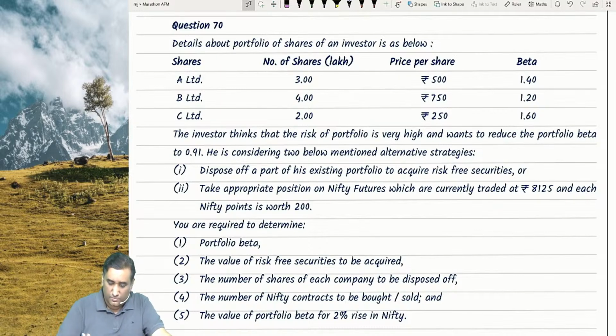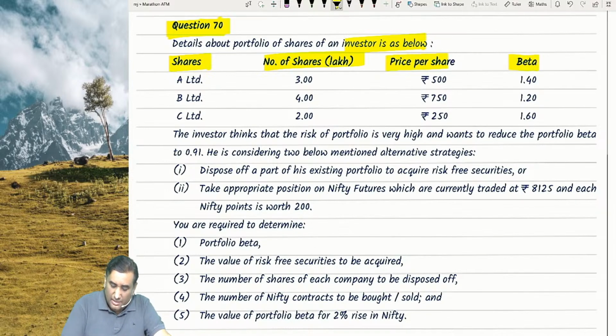This question is one more time, still justified. It says details about shares of company AB are as below: number of shares, price per share, beta. The investor thinks that the risk is very high and wants to reduce the beta to 0.